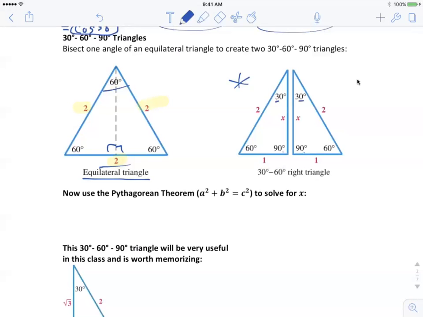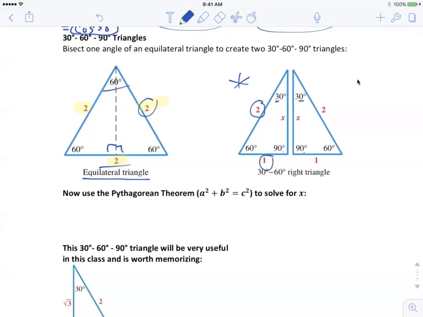That's what a 30, 60, 90 triangle looks like. It just has angles of 30, 60, and 90. Now, it turns out there are some special properties of those. Also note that the side opposite the 30 is 1, and the hypotenuse is 2. And we just randomly selected 2 to begin with.